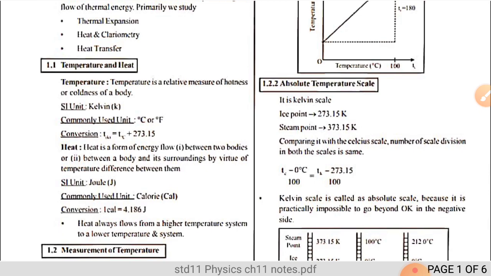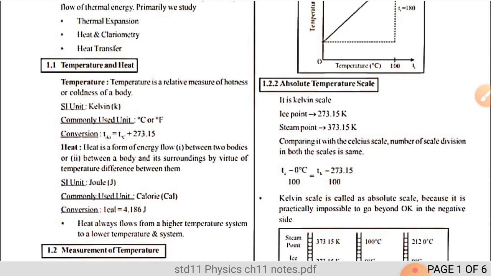If a substance has a higher temperature, it means a higher energy level of heat energy, right? So a hot substance has a high temperature, and if the substance is cold, it has a low temperature. The SI unit of temperature is the Kelvin, denoted by K. But the commonly used units of temperature are degree Celsius or degree Fahrenheit.